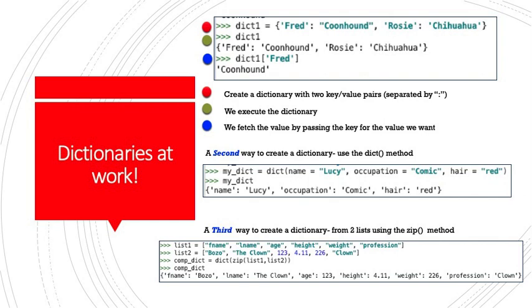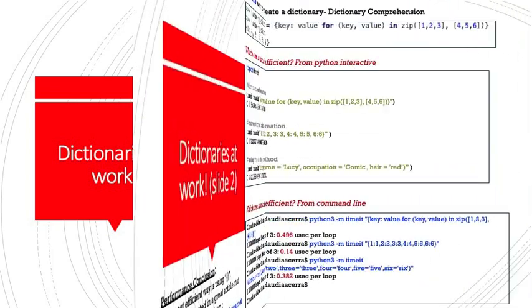A third way to create a dictionary is from two lists using the zip method. So here we have list 1, list 2. Then we create a value called comp_dict equals dict. We feed that the zip method, and then in its parentheses, we feed that list 1 and list 2 respectively. And you see when we execute comp_dict, they are combined together. So they're taken in as a key and a value from across both of those lists.